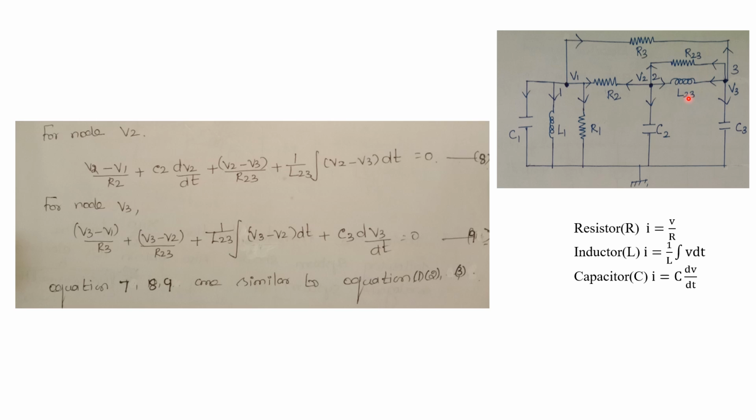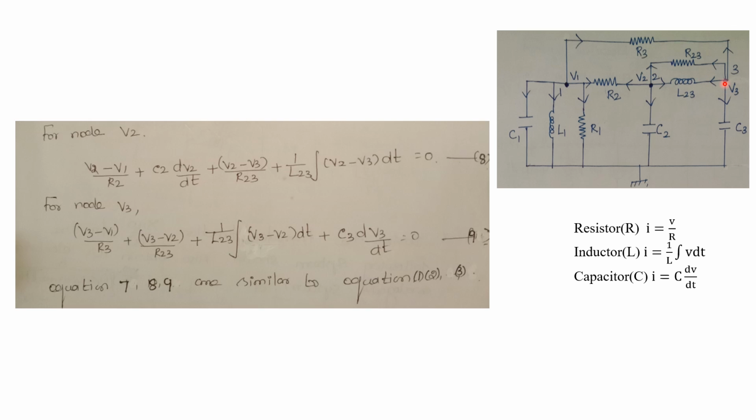Next for L23. For L23, what is the formula for current? 1 by L23 into integral V2 minus V3 dt. That will be equal to 0. So this is the node equation at node 2.